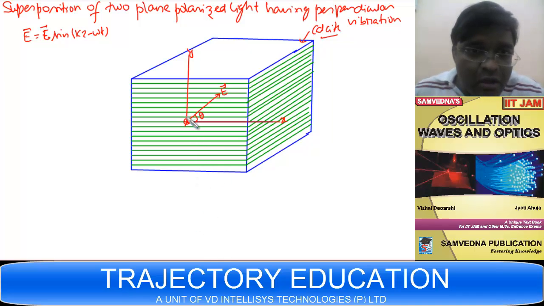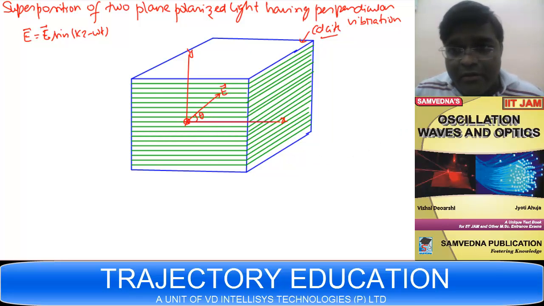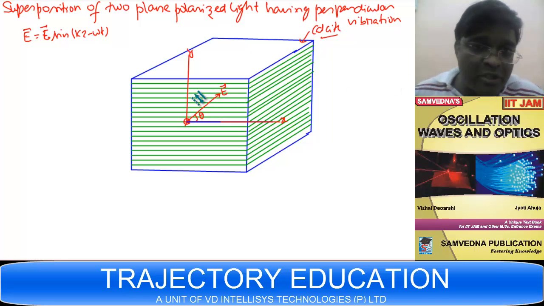This one is called the extraordinary wave, the wave which vibrates along the principal section. The light which vibrates perpendicular to the principal section will be the ordinary wave. This is extraordinary, and this is ordinary. So this is Ex, this is Ey.